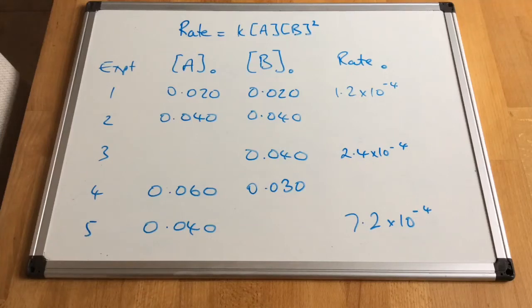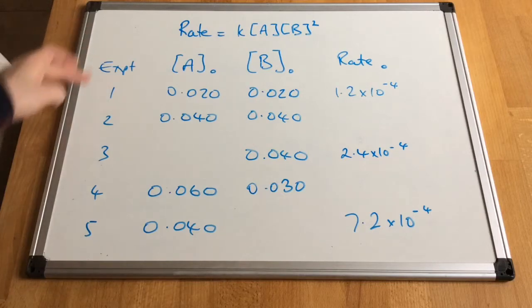Now sometimes in the exam your rate question might look something like this. So you can see at the top we've got the rate equation, and underneath we've got a partially completed results table. And basically the point of the question is to work out the missing values. So there are 4 missing values in this case.